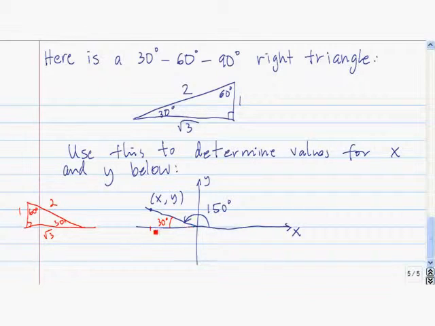Since I'm going to the left of the y-axis, that tells me that my x-coordinate is negative. So the x-coordinate here is negative square root of 3. Then to get up to this point, I have to go up 1 unit in the y direction. Up means positive y, so this y-coordinate is positive 1. So at my angle of 150 degrees, a point on the terminal side has x-coordinate negative square root of 3 and y-coordinate 1. And those, again, I found just by taking a look at the 30, 60, 90 right triangle.